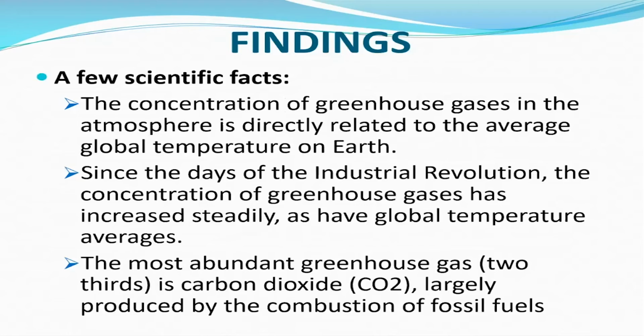A few scientific facts which explain our findings here: the concentration of greenhouse gases in the atmosphere is directly related to the average global temperature on Earth. Since the days of the Industrial Revolution, the concentration of greenhouse gases has increased steadily, as have average global temperatures. The most abundant greenhouse gas, two-thirds, is carbon dioxide, CO2, largely produced by the combustion of fossil fuels.